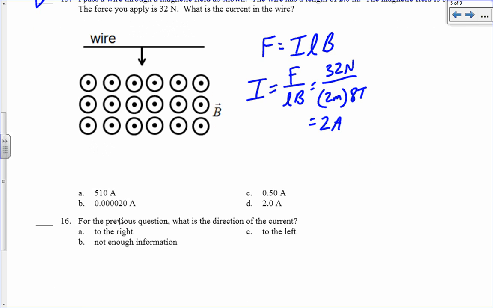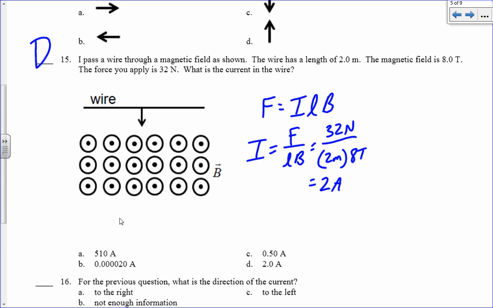And what's the direction of the current? Well, I let my fingers go in the direction of my velocity. So I'm pushing it down in this direction, and the magnetic field is out of the page, so that means it's going to be to the left. Is that right? Yeah, to the left. So it's C. Number 16 is C.